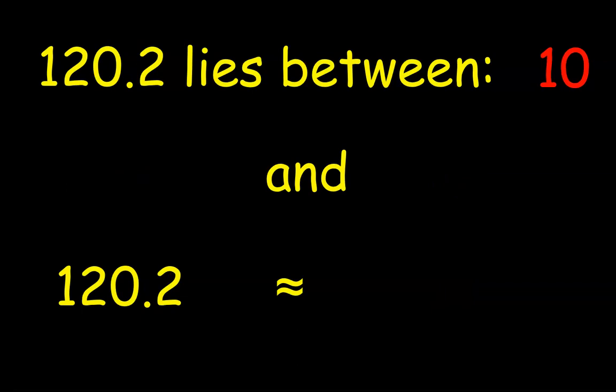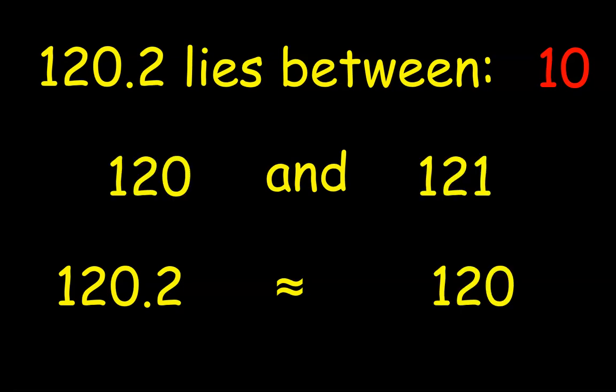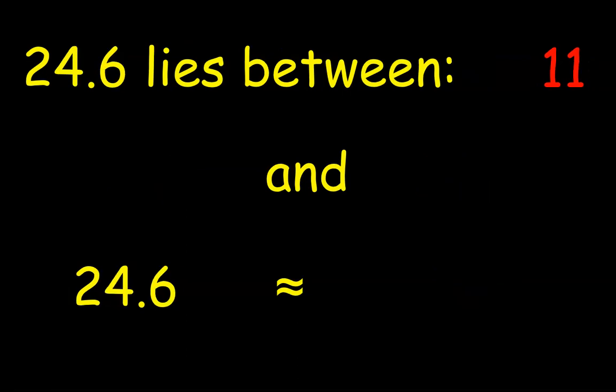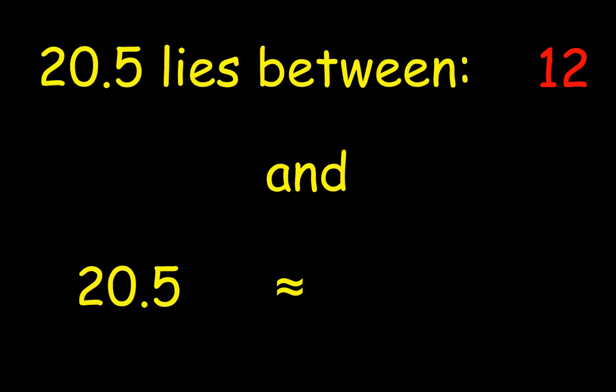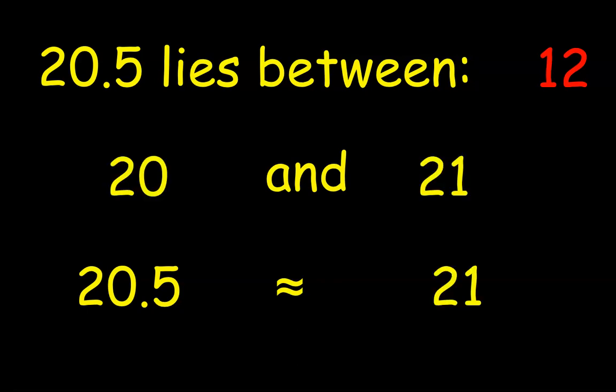120.2 lies between 120 and 121. 120.2 rounded to the nearest whole number is 120. 24.6. 24 and 25 are the whole numbers on either side of that number. 24.6 rounded to the nearest whole number is 25. 20.5 lies between 20 and 21. 20.5 rounded to the nearest whole number is 21.